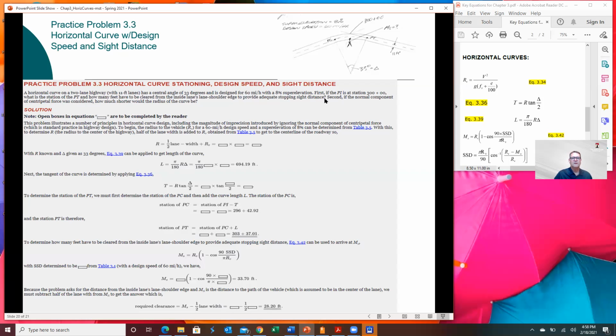I want to go through and calculate the station of the PT and talk about the clearance to the object, and basically solve for M sub S. Here is what you're trying to do. So the first thing you have to do is figure out what R is.